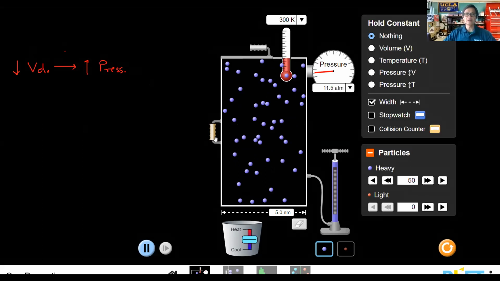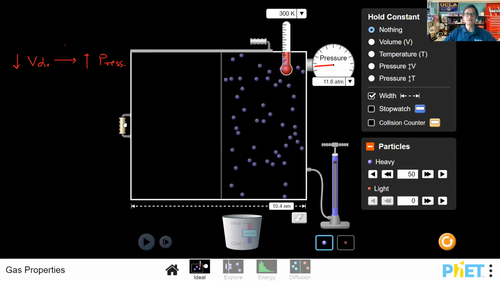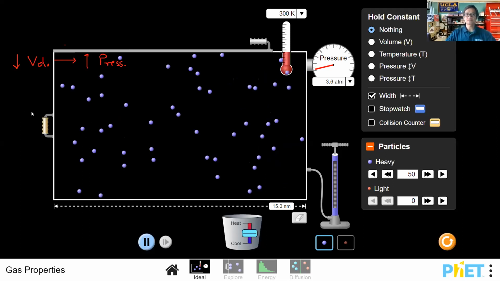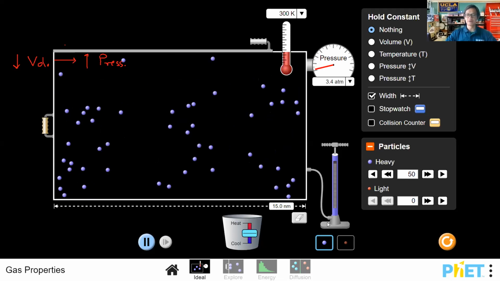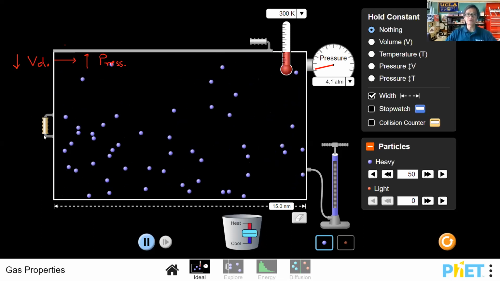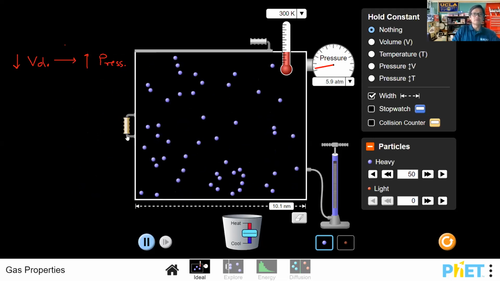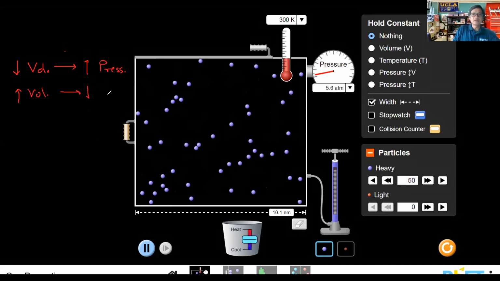Let's pull this out to about 15. Now we have increased the volume. Look what happened to the pressure. The pressure went down. Let's summarize what we've noticed here. As we increase the volume, that means we make the volume bigger. What's the result of that? It results in a decrease in the pressure.